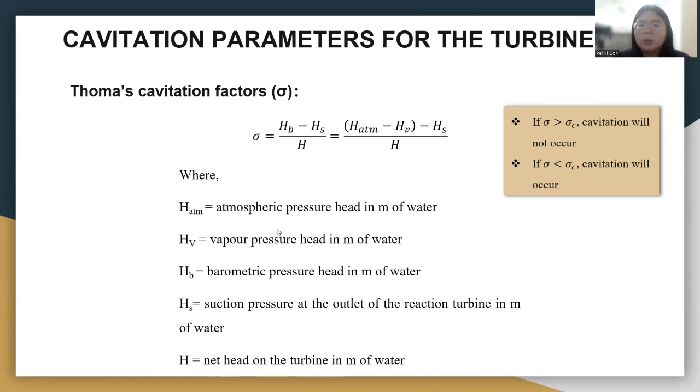To indicate whether cavitation occurs in the turbine, we have to compare the value of the cavitation factor with the critical cavitation factor. If the value of the cavitation factor is higher than the critical cavitation factor, then the cavitation will not occur. However, if the value of the cavitation factor is lower than the critical cavitation factor, then the cavitation will occur.